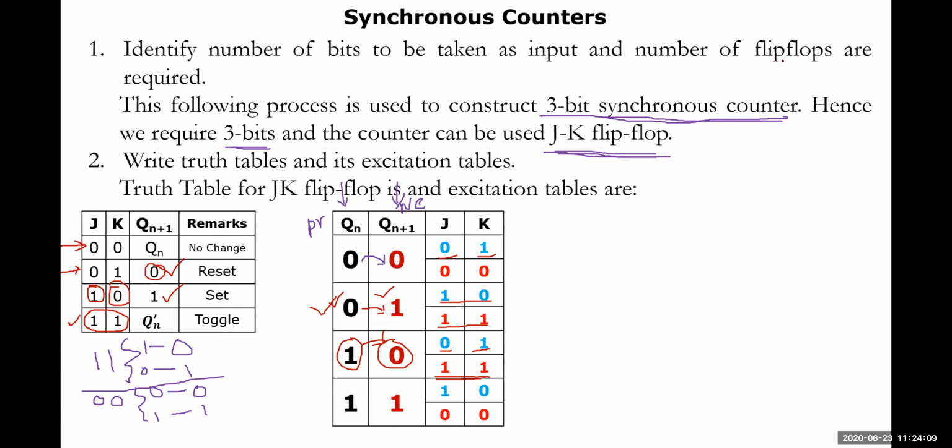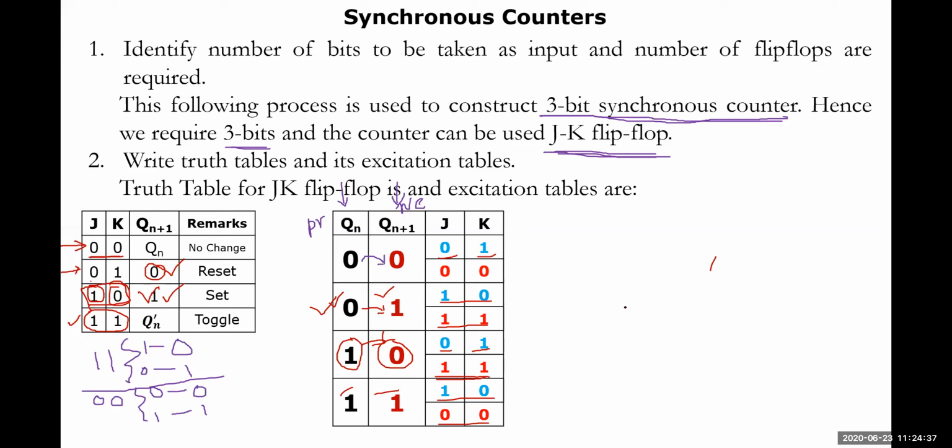And both equal to 1: the previous state output and the present state output are both equal to 1. There are two possibilities. One is 1, 0, where you have to get the next state as 1. Otherwise, 0, 0. 0, 0 means the previous output will be continued to the next state also. So therefore, 1, 0, otherwise 0, 0.